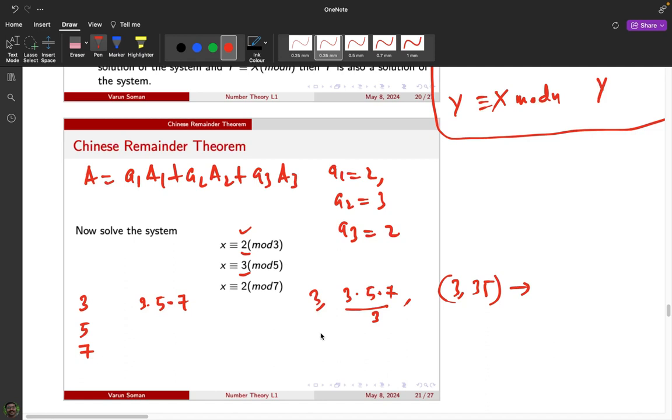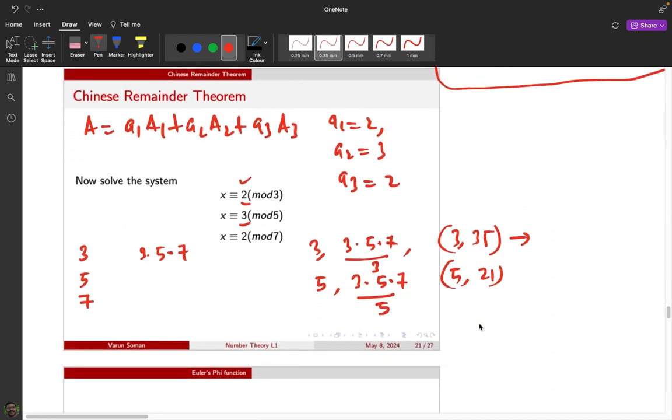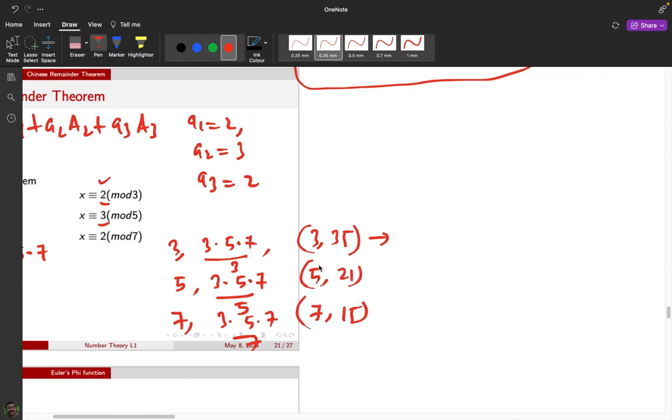For the next one I will go for 5, and that is n2, and capital N by n2 is 3 into 5 into 7 by 5. So I will be looking for 5 and 21. Okay, next one I will go for 7, and 3 into 5 into 7 by 7 is nothing but 15. So 7 and 15. So I have these three pairs of numbers. Then I will find out the GCD relation. Okay, so the GCD is 1 here.